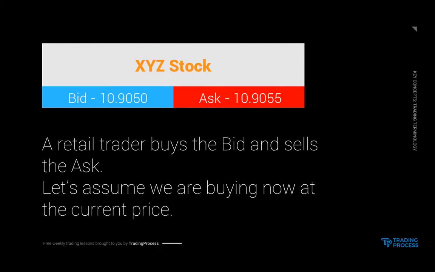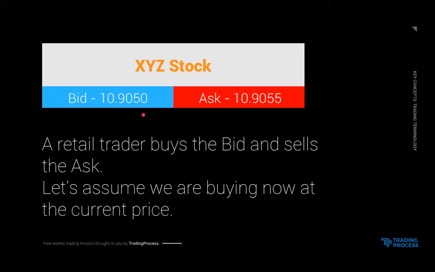Let's assume that we have opened our brokerage account and we would like to trade XYZ stock. A retail trader buys the bid and sells the ask. So let's assume a buying scenario at this current price. We can see that the ask is right now 10.9055, right? So when we open a position, this price will be fixed on us. However, we will be buying at this rate. Our calculation will be based on the bid.